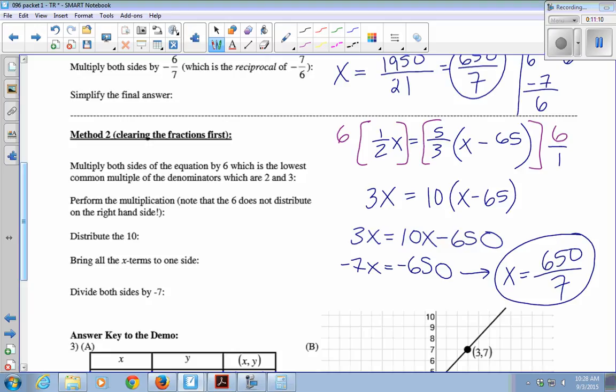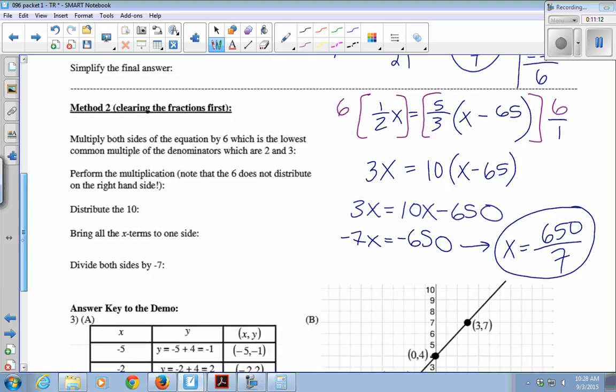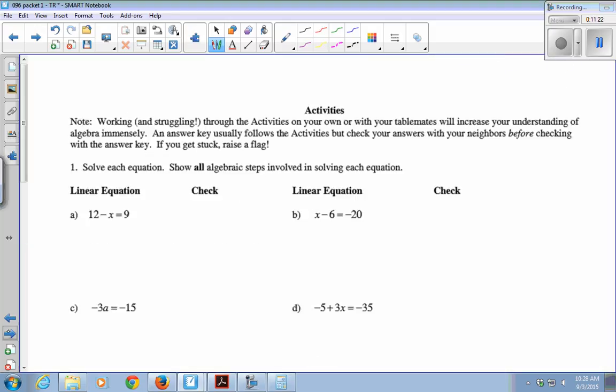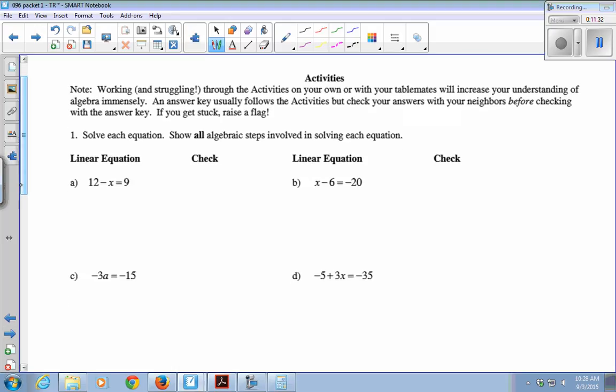All right. So you'll see that throughout the packet, after each demo, there's an answer key to the demo. You won't really need to look at this unless you missed class and you're doing this on your own, right? And then following that are activities. So I'm going to give you some time to work on these activities, practice some solving equations, practice some graphing, and then we'll come back together and talk about more stuff.